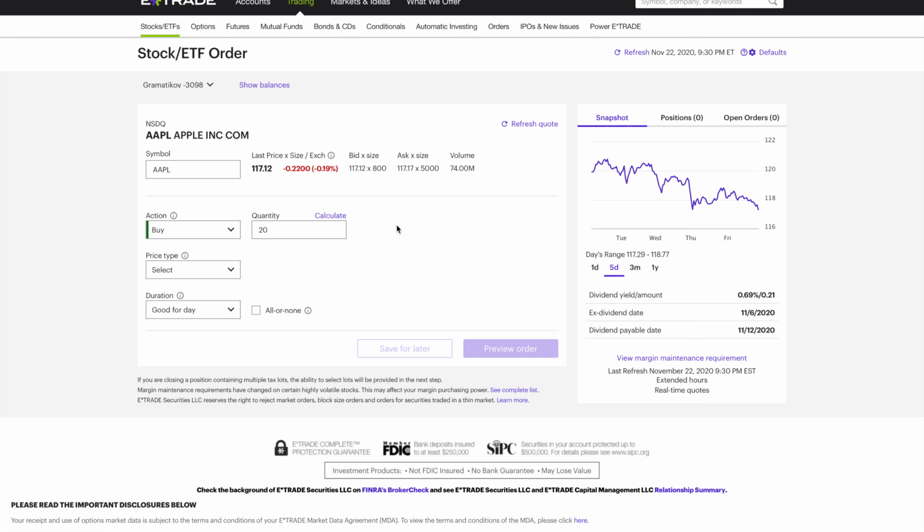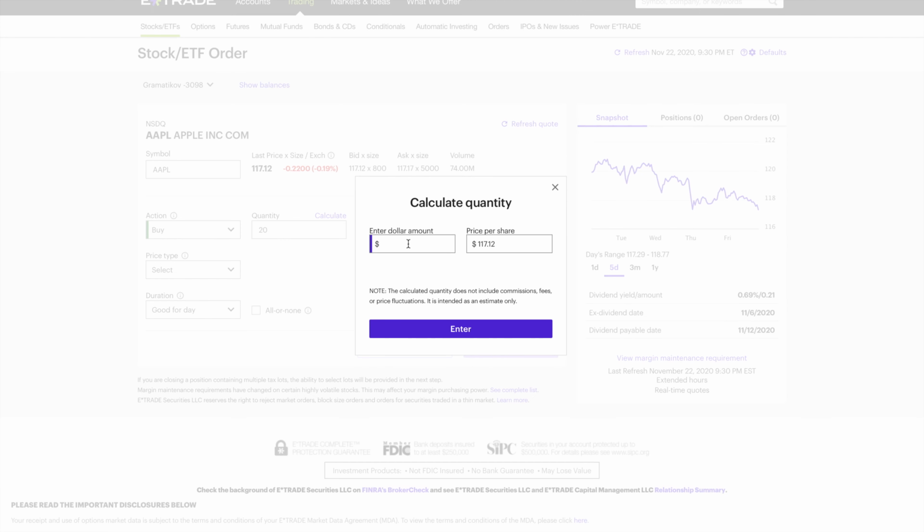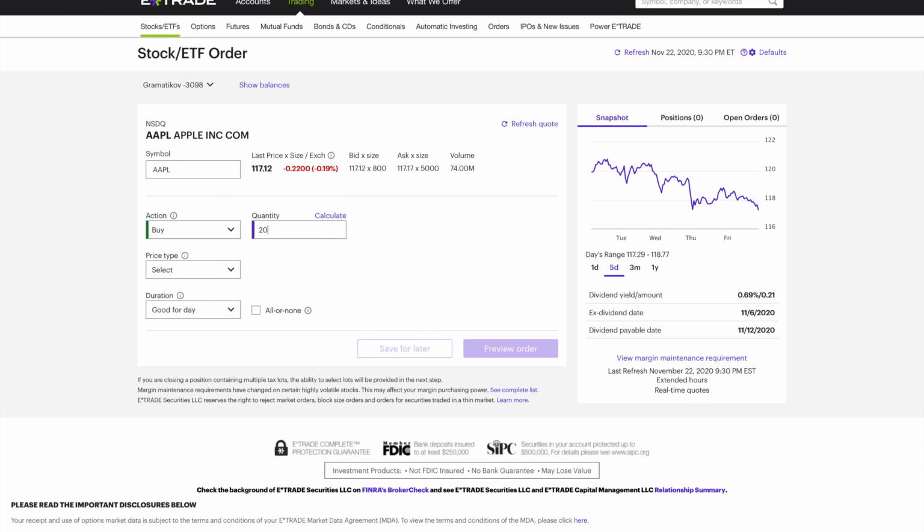20 shares. Here if you click calculate, you can put, let's say you have 100 bucks. This will give you 0.85 shares. If you have $1,000, this will give you 8.55 shares. This is just a calculator. You can buy a fraction. I think you can buy fractional shares already on the platform. I'm just going to put 20 for now.